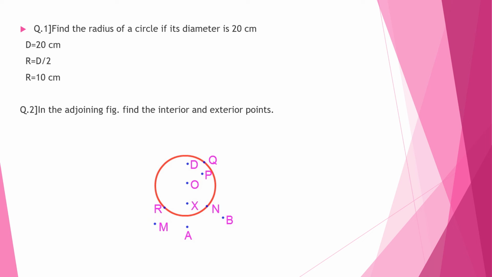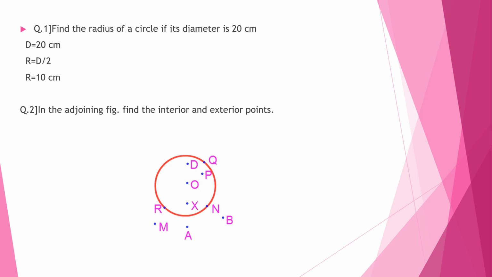Question number 2. In the adjoining figure, find the interior and exterior points. As we can see in the given diagram that there are many points like R, M, A, B, N, X, O, D, P, Q. Now we have to mark the positions of these points. The points which are inside the circle are known as interior points and the points which are outside the circle are known as exterior points.